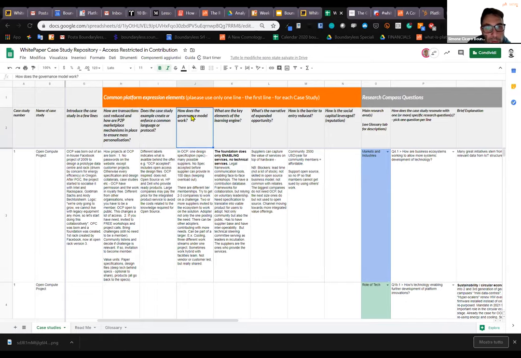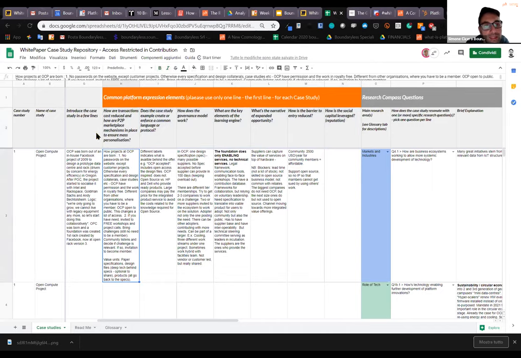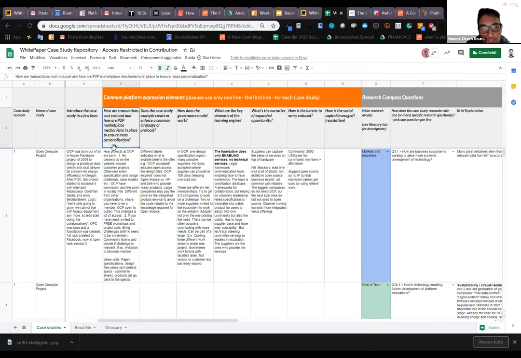For example, how does the governance model work? What are the key elements of the learning engine? What is the narrative of expanded opportunity? How does it reduce the barriers to entry in terms of production and consumption? And how does it leverage social capital and reputation? These, we believe, are seven recurring common expressions of platform elements. The idea is that every relevant case study needs to resonate with these seven recurring modes of expression of platform thinking. So we would need to describe how this works.